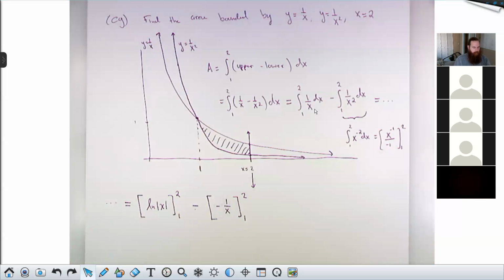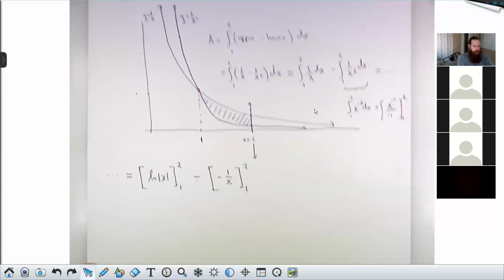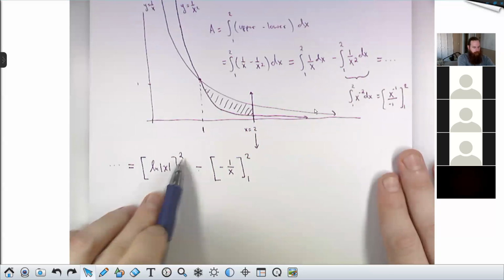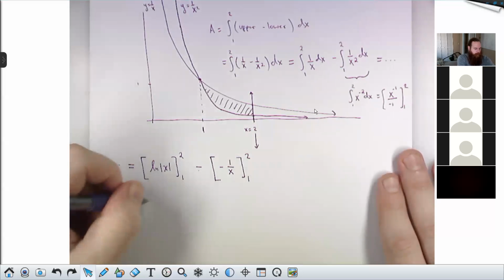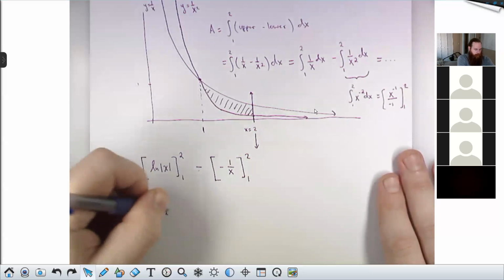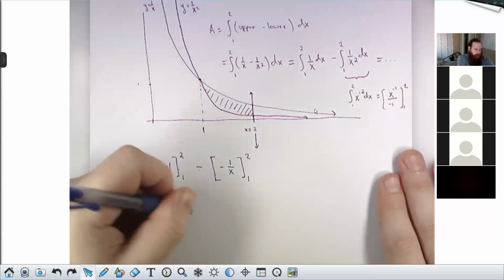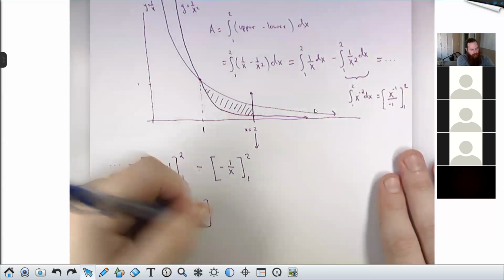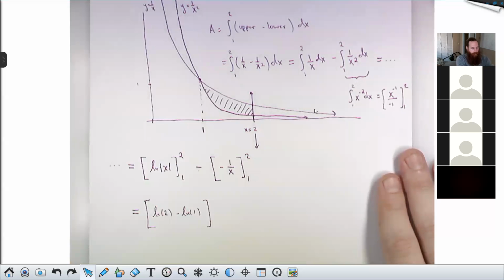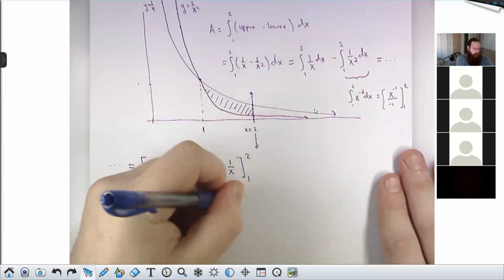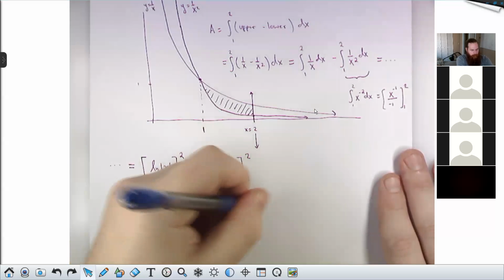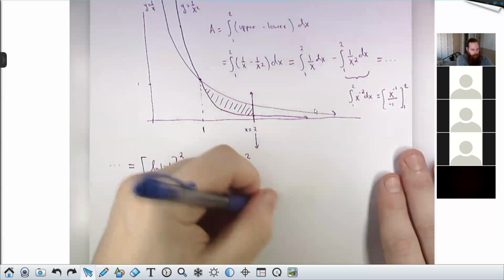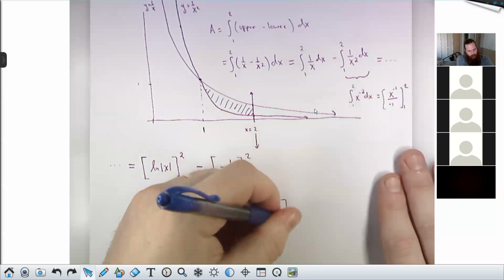So now we're free to do our evaluation. We always plug in the upper number and then subtract what you get when you plug in the lower number. So this first guy, the absolute value of 2 is just 2, so this is ln 2 minus the absolute value of 1, which is just 1. So you get ln 2 minus ln 1. And then from that I'll subtract: if I plug in x equals 2 here, I get negative 1/2 minus, and then I plug in 1, I get negative 1.